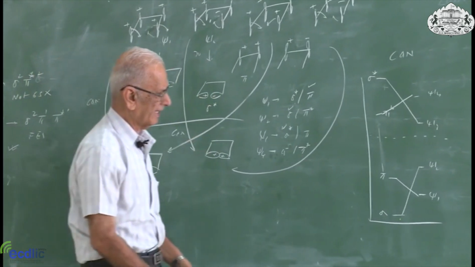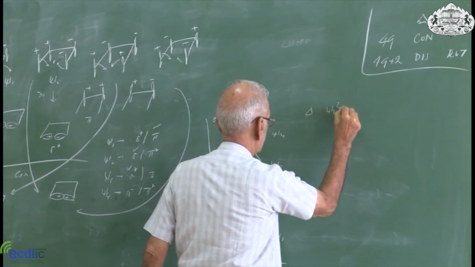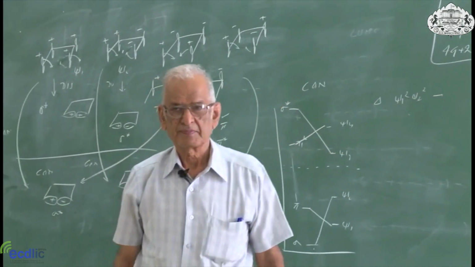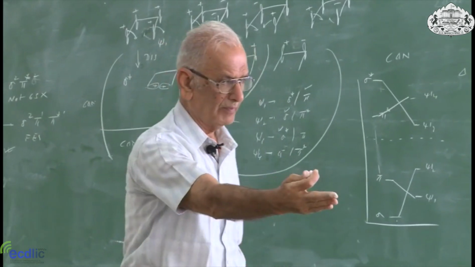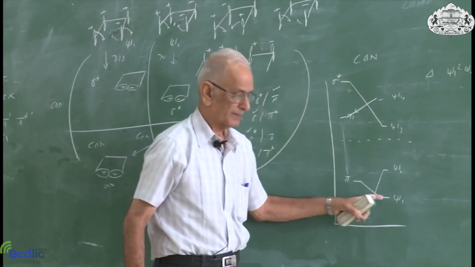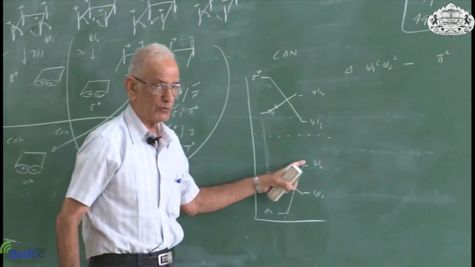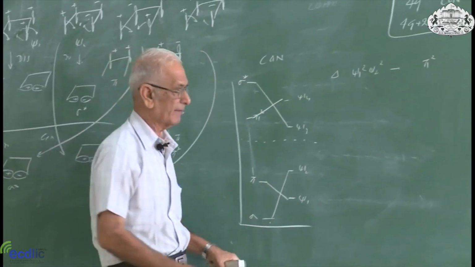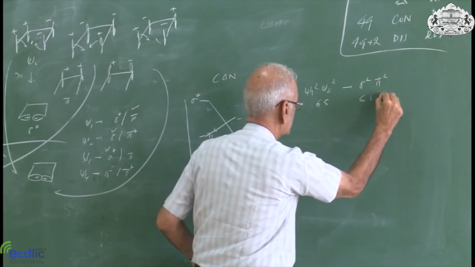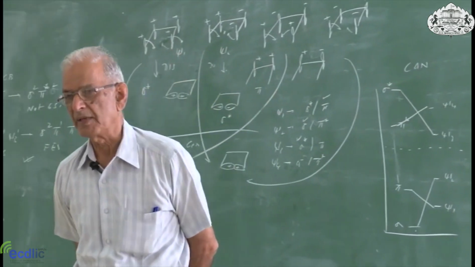So, we did this. Now, thermal reaction: psi 1 2, psi 2 2. Where are these electrons going to go? Psi 1 2 is going to go into pi, psi 2 2 is going to go into sigma. Ground state has given ground state, therefore, thermal reaction is going to be allowed.